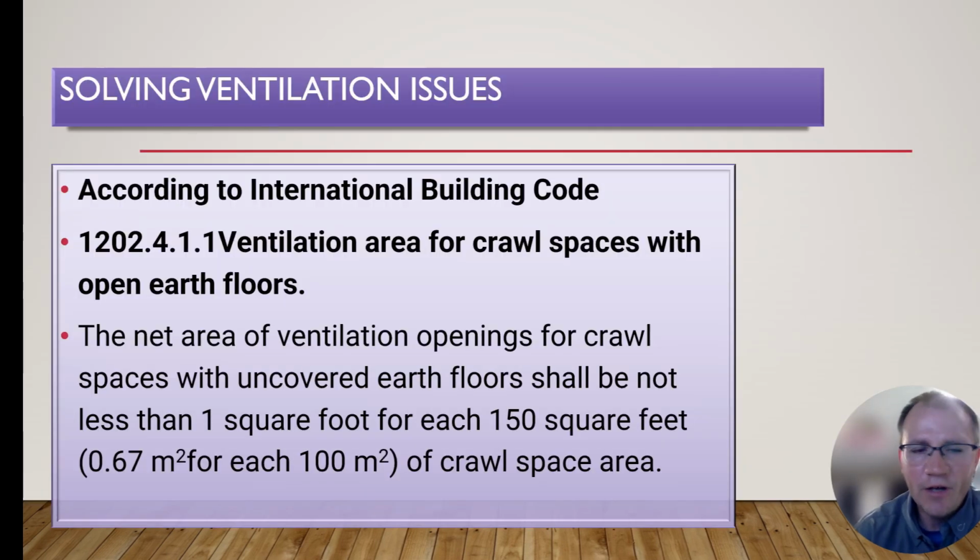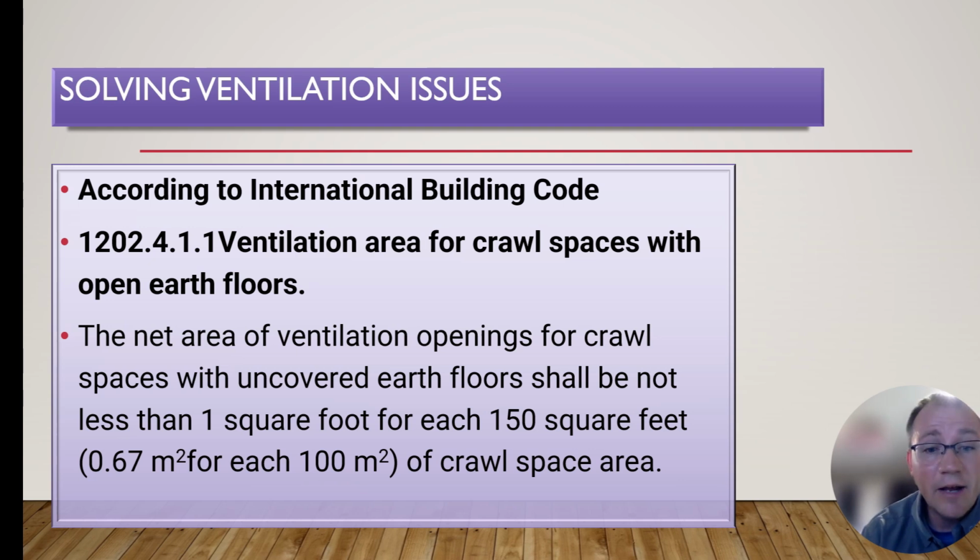As we look at solving ventilation issues, I want to refer to something called International Building Code. I was actually introduced to International Building Code when I got my termite license in Georgia. I hadn't really previously looked at this, but I found some really good ideas in there. One of the things they talk about in International Building Code is ventilation area for crawl spaces with open earth floors. So keep in mind that this is going to be your standard crawl space with the open earth.